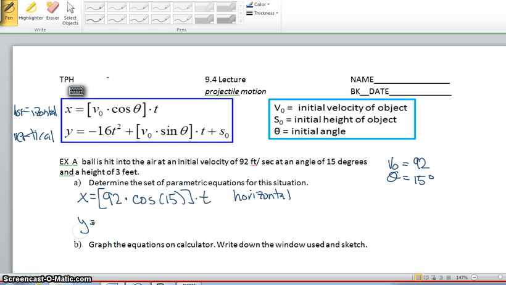And now we're going to write the equation that relates our vertical. So y is equal to negative 16 t squared plus the quantity v naught. We said v naught was 92 times sine of theta, which was 15, since that was the initial angle, times time, plus the initial height of the object. The initial height of the object was 3 feet, so s naught was equal to 3.